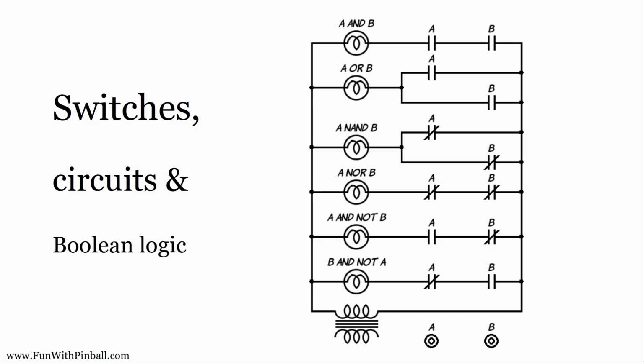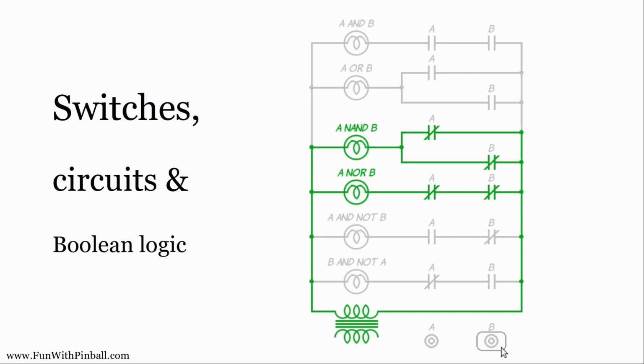So if I apply power to the circuit, I only get two of these bulbs on, right? Because those are the only switches that provide a complete path for the current to flow through. So I get the A AND B and the A NAND B and A NOR B, because neither A nor B are active at the moment. They're both false, essentially. But now if I activate the A device, all of these A switches are going to flip, and I'll get a different set of bulbs coming on.